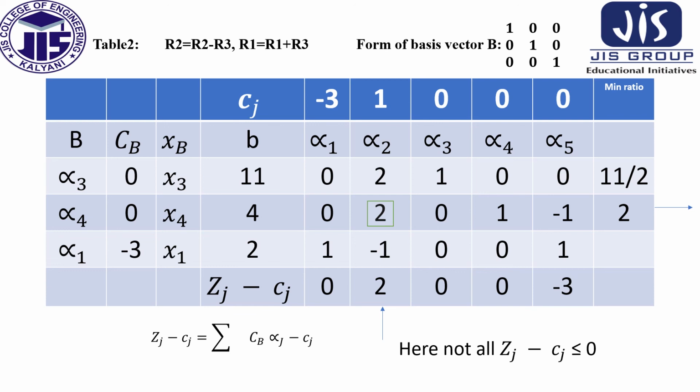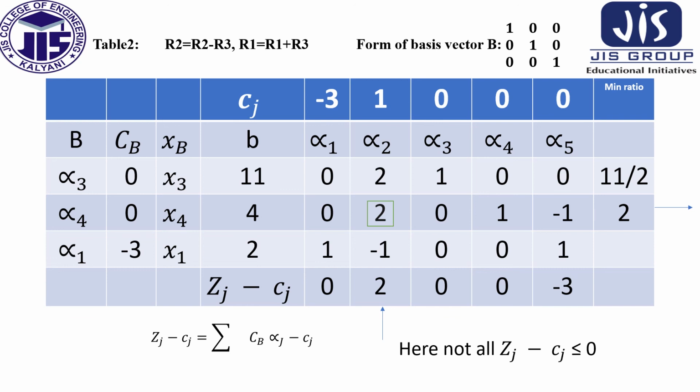The basis first column is present in alpha 3, so this will be 1 0 0, 0 1 0 and 0 0 1. In this way we have formulated the b, cb and xb. And again we see that in zj minus cj one positive value is there, so this is the entering column.